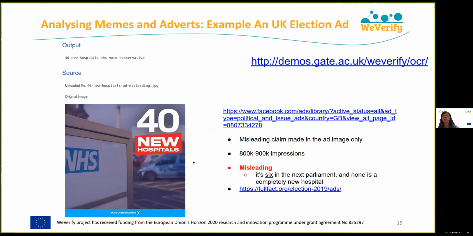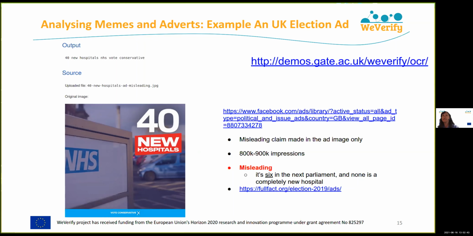So this is just another example to show you that the same type of tool can be used to monitor misinformation in adverts. So this is an ad that we got from the Facebook transparency ad library. And here, the actual text of the advert is completely fine, but within the advert, we have this misleading claim about 40 new hospitals going to be built.